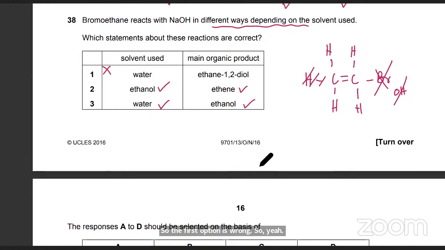Yes, sir. You can always remember NaOH when it reacts with halogenoalkane, it can either do a substitution. For that, it has to be aqueous, SN1, SN2 nucleophilic substitution, or it will do an elimination if it's ethanolic NaOH.